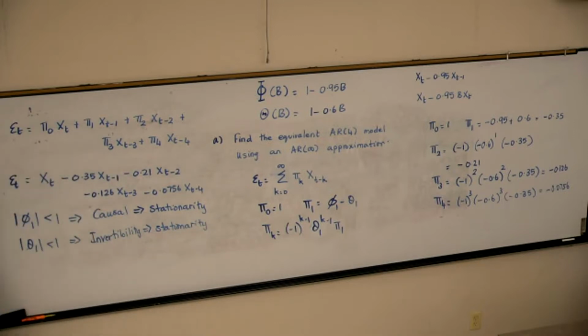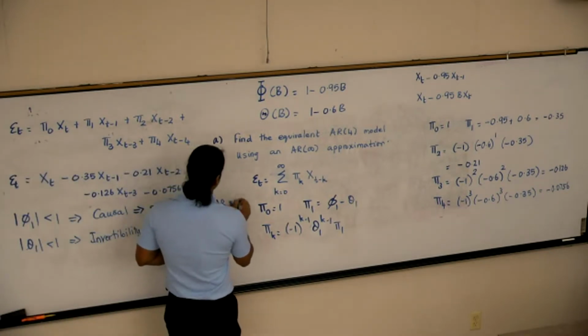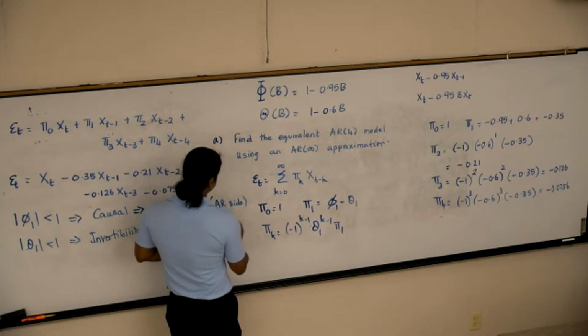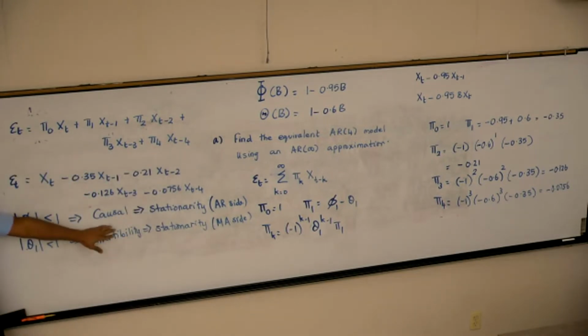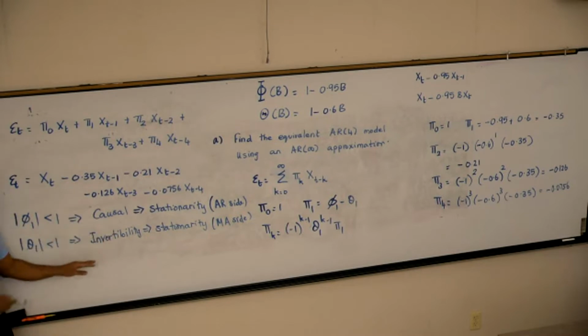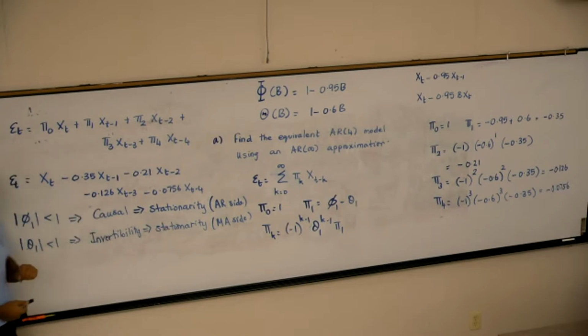That would imply stationarity. But I'm going to put here AR side and MA side because we're dealing with an ARMA model, right? If it is just AR, I can look at causal stationarity, end of story. If it is just MA, invertibility, stationarity, end of story. But since it is an ARMA model, both of these must be satisfied for us to have stationarity. Does that make sense? So in our case, both of them are true.